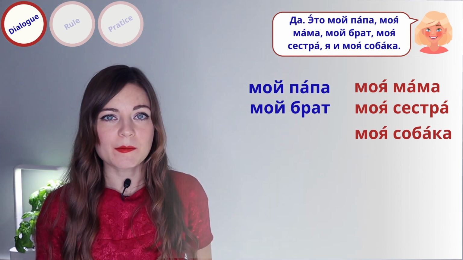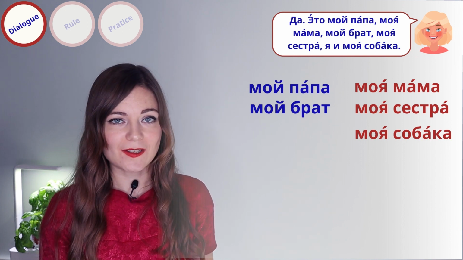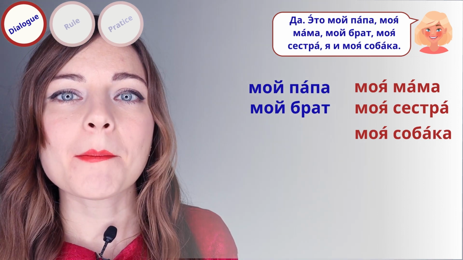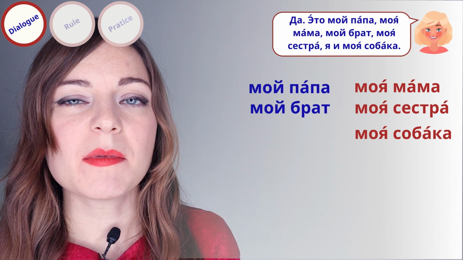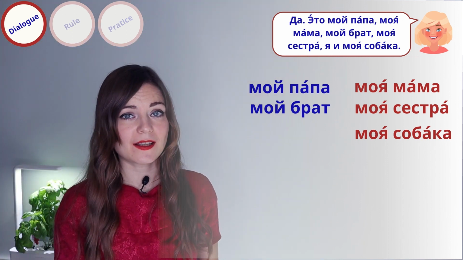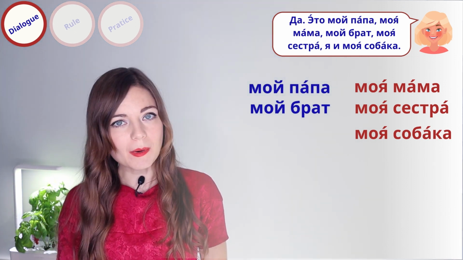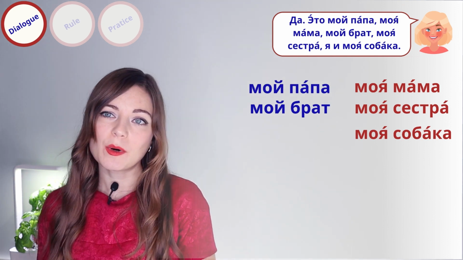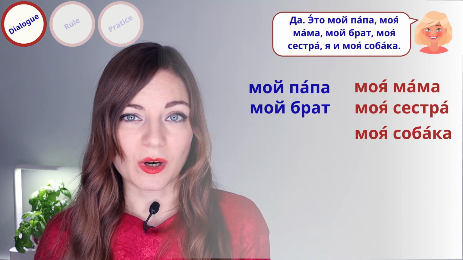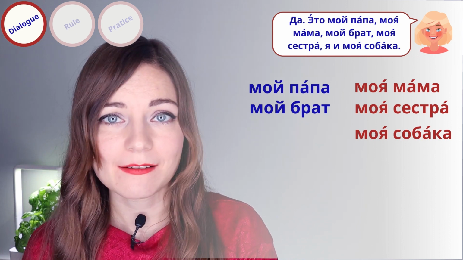If we're talking about something that is feminine, like mama, mom, сестра, sister, we're going to use the form моя. Pay attention to the pronunciation. Моя. The letter O is going to be pronounced as A because it's unstressed. If we're talking about something that is masculine, like папа or брат, we're going to use the word мой. Мой папа, мой брат. The word собака is feminine, dog. I know, in English it does not work like this, but in Russian, yes, собака finishes with a, so it's always going to be feminine.